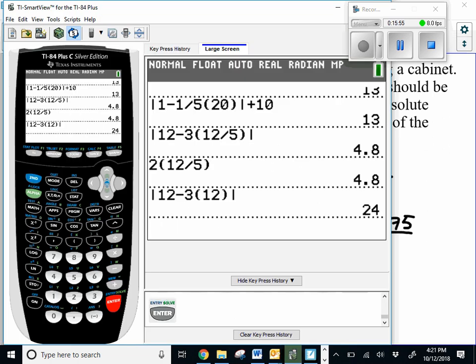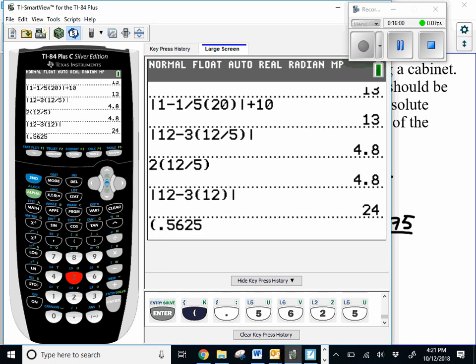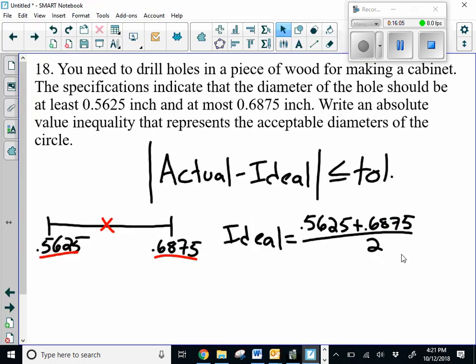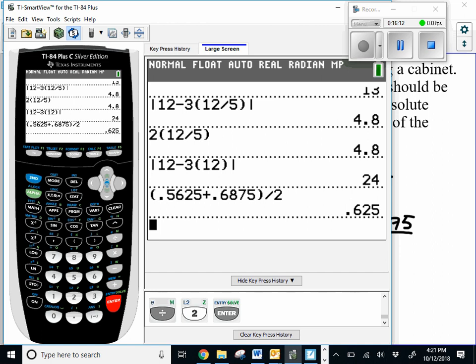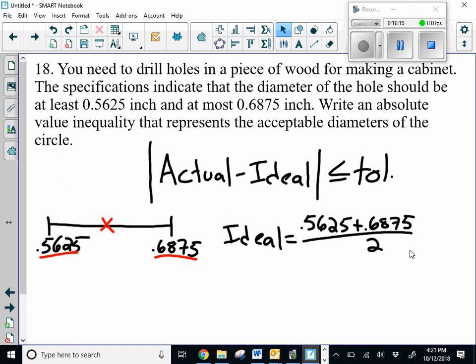Let's go to the calculator. So we got to do in parentheses 0.5625 plus 0.6875, close parentheses, divided by 2. So the ideal diameter of the hole would be 0.625. And in this case, it's inches. 0.625 inches is our ideal. 0.625 inches is right in the middle there.